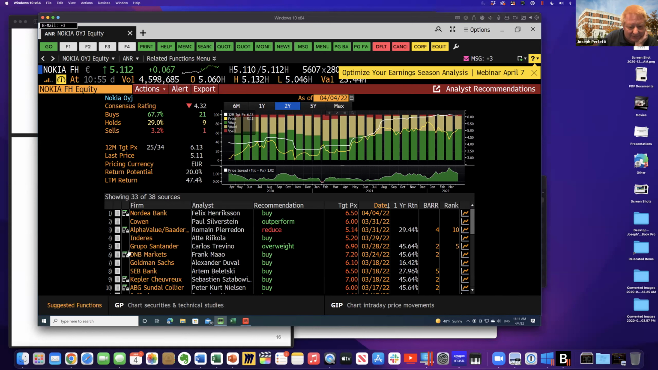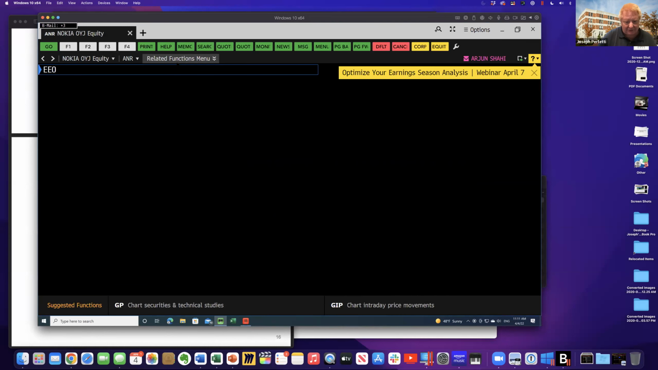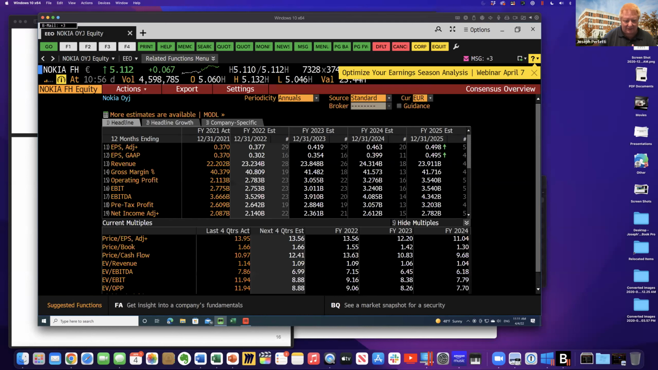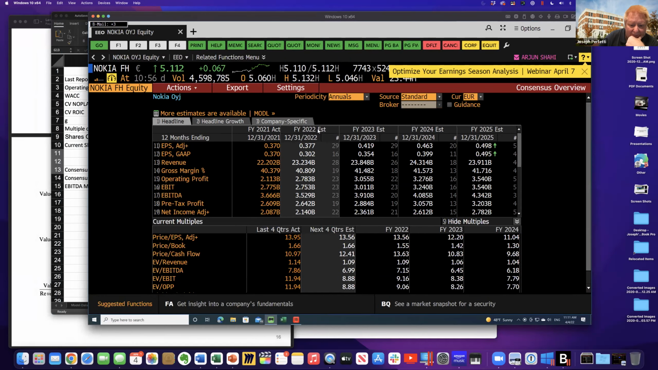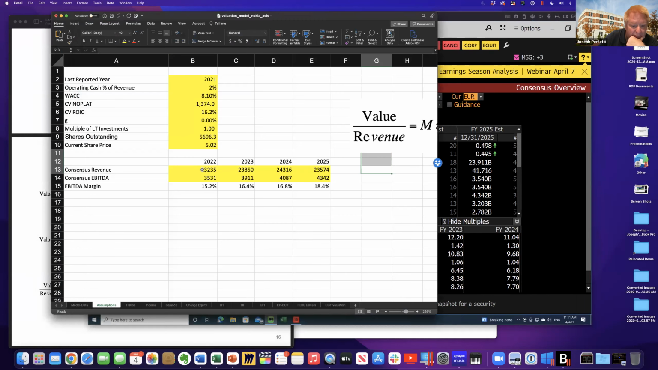And the other thing is, this analyst from Nordea Bank uploaded a new model this morning. And if I go to the EEO, you'll notice, because the EEO is a sum of what the analyst guesses are, the average of the guesses, that these numbers have changed slightly. So for example, revenue is now 23,234 in 2022. Here is 23,235. It's gone down by $1 million, right? So these numbers have slightly changed even over the last 5 days.